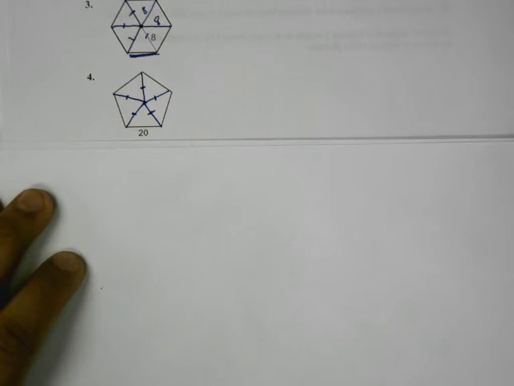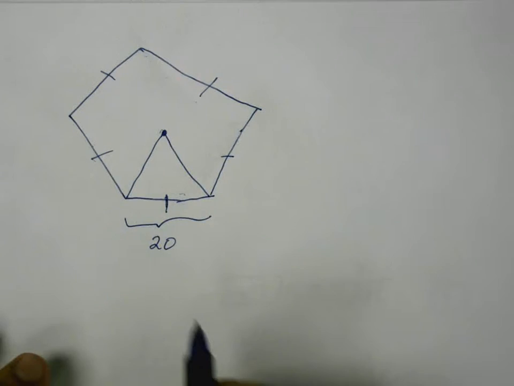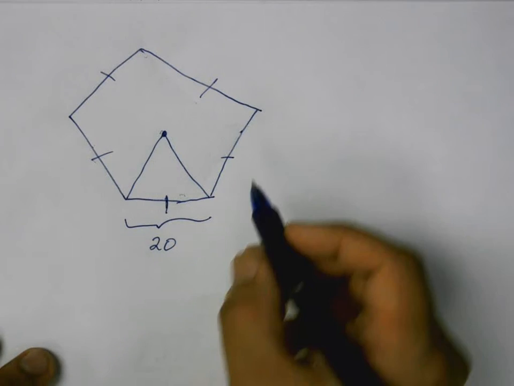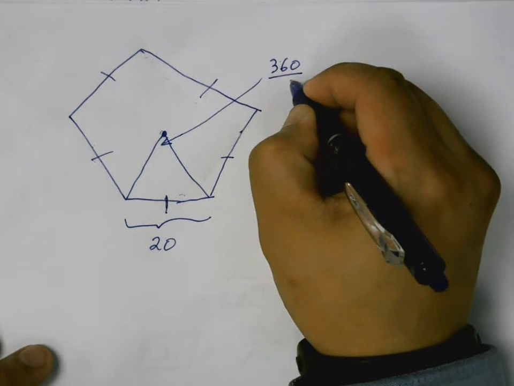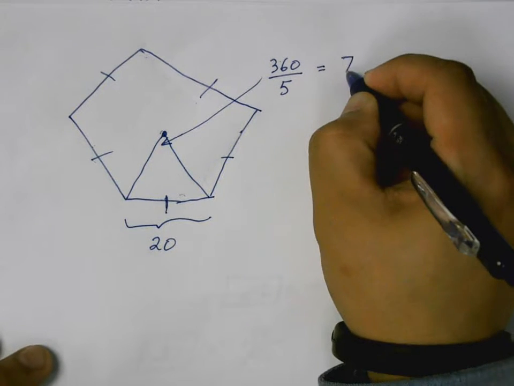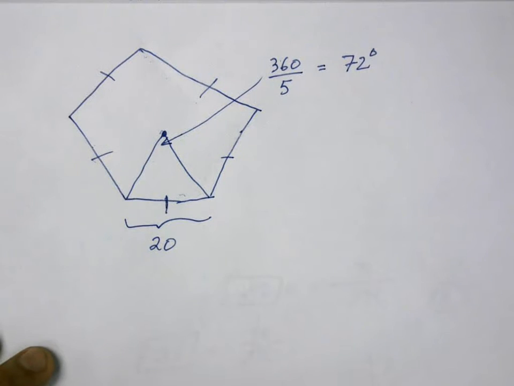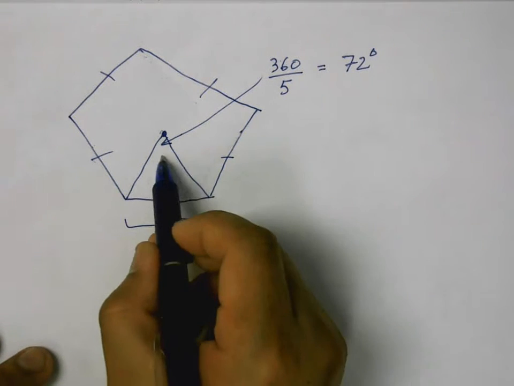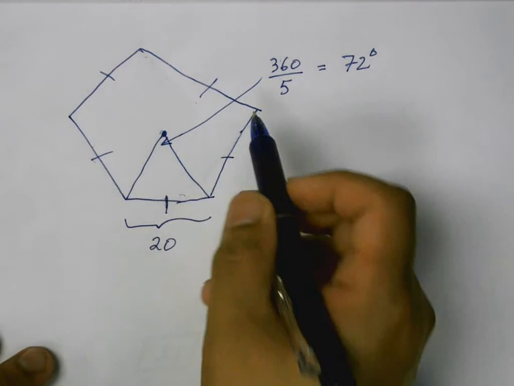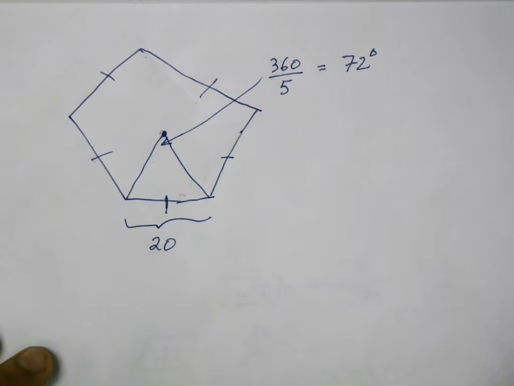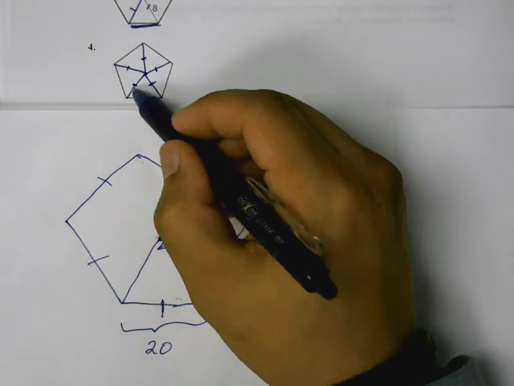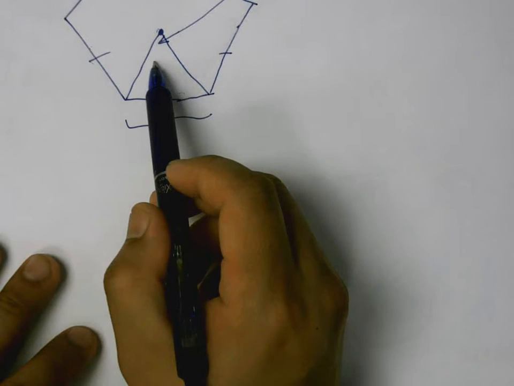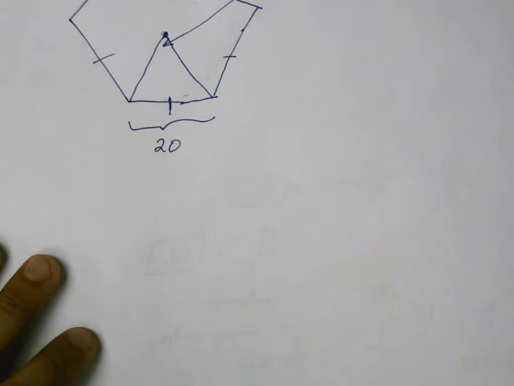So I'm going to draw a bigger version of this so that we can work on this a little bit more clearly. We know that this length here is 20. And this is the central angle in here, and that's 360 divided by the number of sides, which is 5. So this comes out to 72 degrees. We want to find the area of one triangle and then multiply it by 5, because we're going to get a total of 5 triangles out of this. So we just want to find the area of one of these triangles.